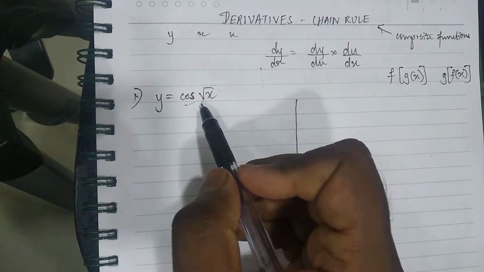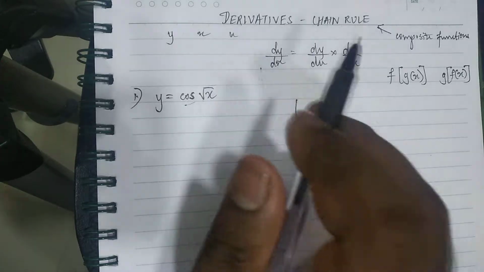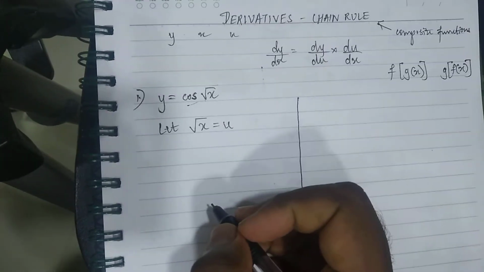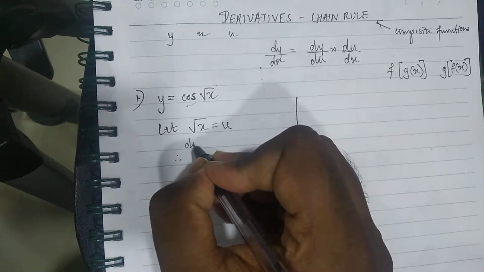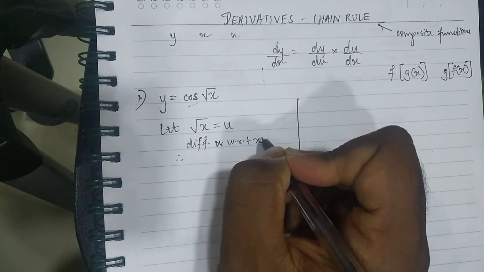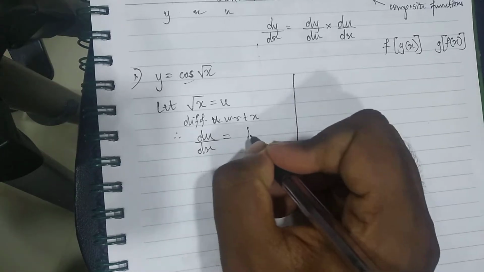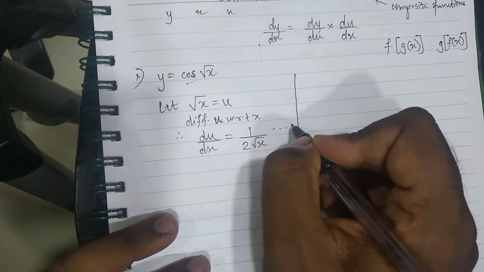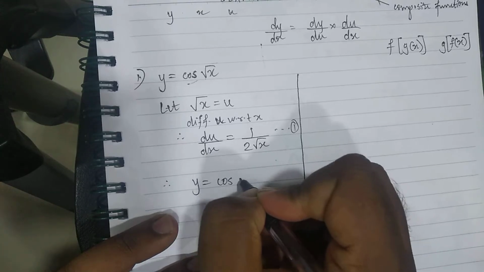We need to first identify which function is inside whom. Here, root x is a function inside cos. So I will say let root x be equal to u. Now let's take the derivative of this, differentiating u with respect to x. You will get du by dx equal to 1 upon 2 root x. This is the standard result for root x. I'll call this 1. Therefore, you will have y equal to cos u.